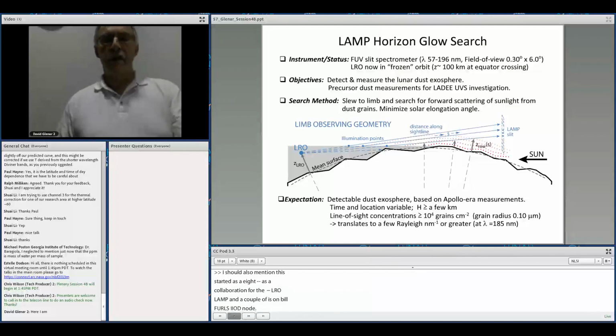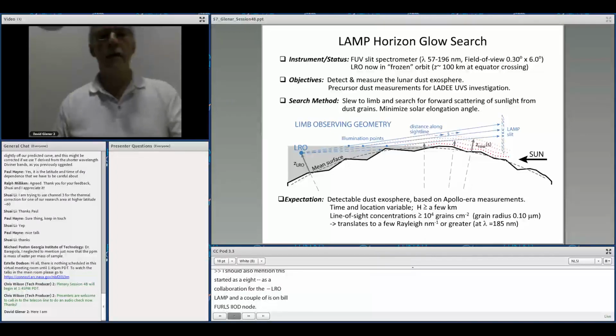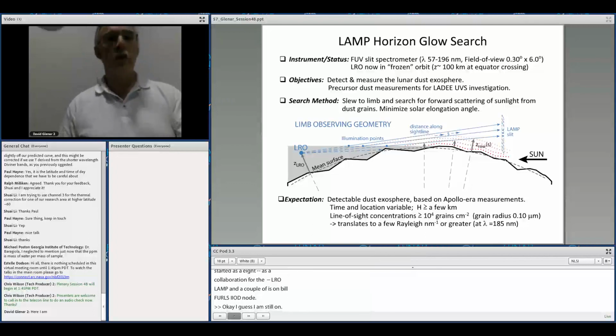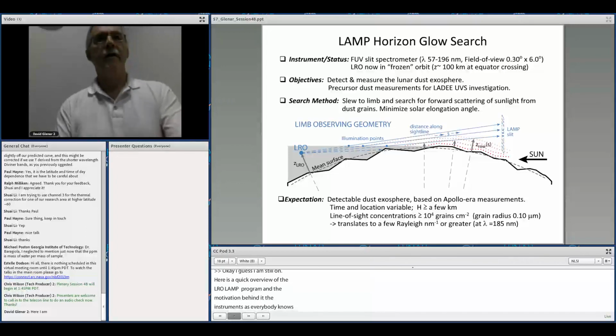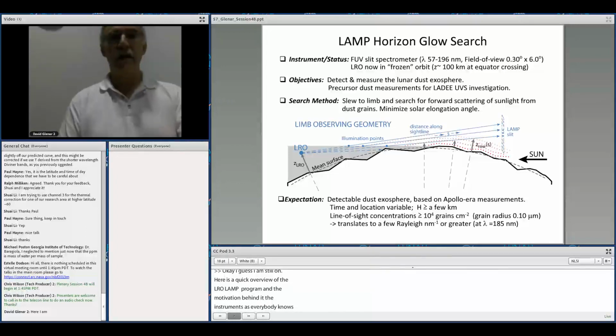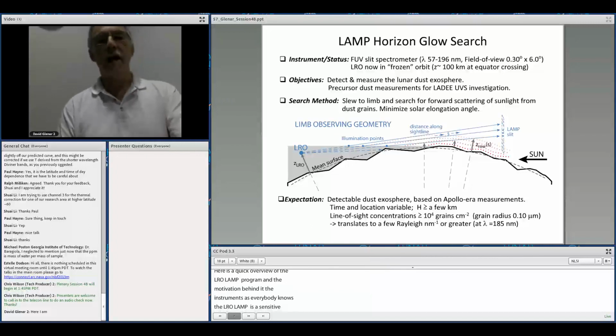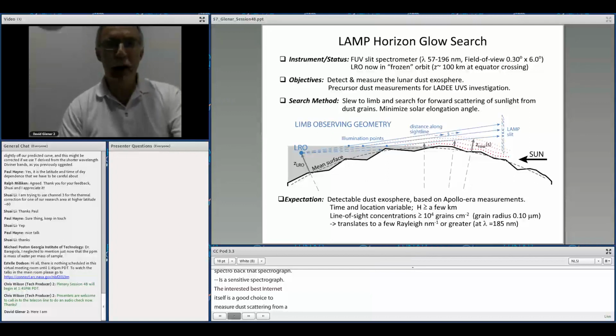All right, here's a quick overview of the LAMP search program with the motivations behind it. The instrument, as everybody knows, LAMP, is a very sensitive far UV slit spectrograph. And at the present time, LRO is now in its extended science mission. So you put those ingredients together, the instrument itself is a very good choice for trying to measure dust scattering from a very tenuous exosphere via forward scattering of sunlight. And this has been the approach that we've taken.